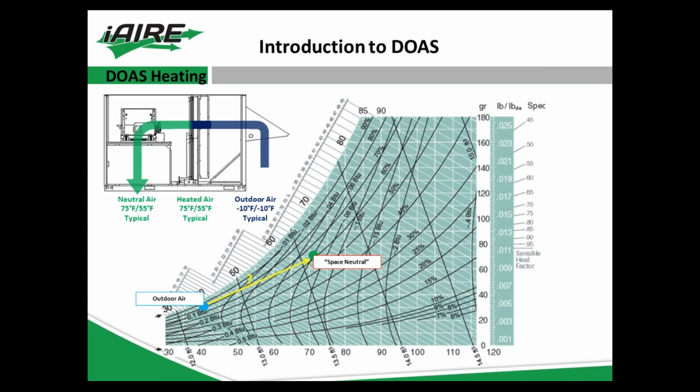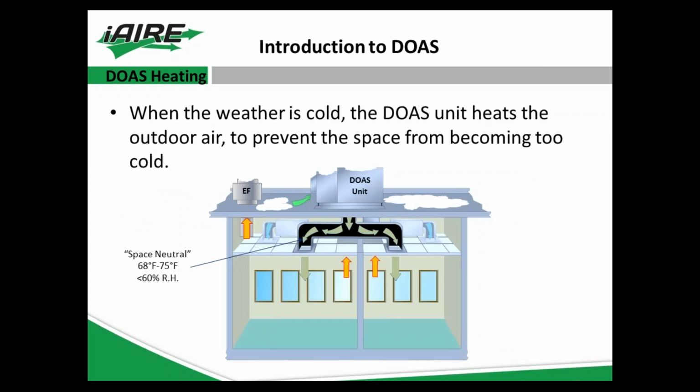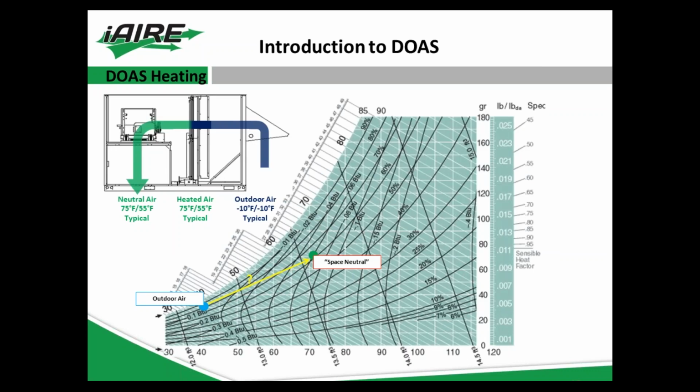And for each type of situation we'll go through here, whether it's heating, dehumidification, or cooling, you'll see that each one is accompanied by a psychrometric chart and a slide description of how that physically works within the machine. So you'll see here, pretty simple in heating. You've got -10 design air being heated by either a gas heat exchanger or an electric heat exchanger to provide neutral air to the space, which is 75, 55 typically.